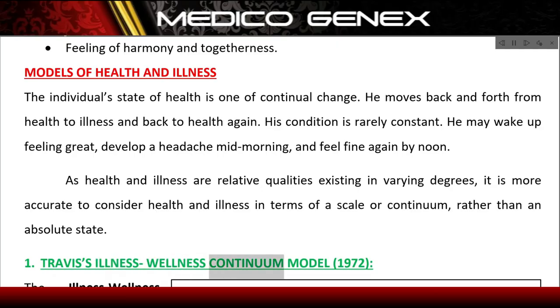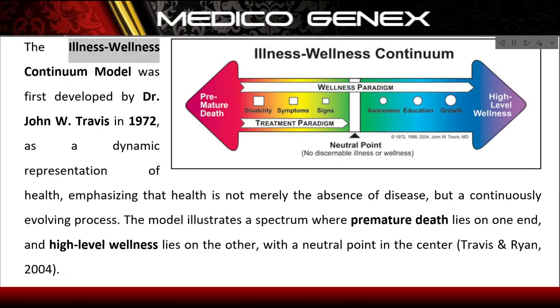Travis's Illness-Wellness Continuum Model, 1972. The Illness-Wellness Continuum Model was first developed by Dr. John W. Travis in 1972, as a dynamic representation of health, emphasizing that health is not merely the absence of disease, but a continuously evolving process. The model illustrates a spectrum where premature death lies on one end, and high-level wellness lies on the other, with a neutral point in the center.